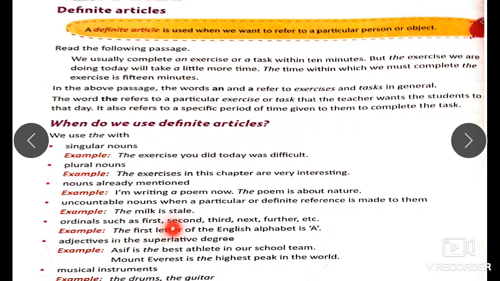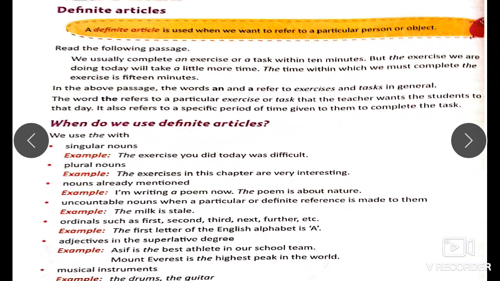Next, ordinals such as first, second, third, next, further. We know that ordinal numbers are first, second, third, fourth, fifth. Also words like next, further come under ordinals. Whenever we use these words in a sentence, we always use the before them. So, the first boy in the class. Therefore, the before first. Adjectives in the superlative degree: the highest, the best, the tallest, the shortest, the most intelligent, the wisest. We always use the before the superlatives.